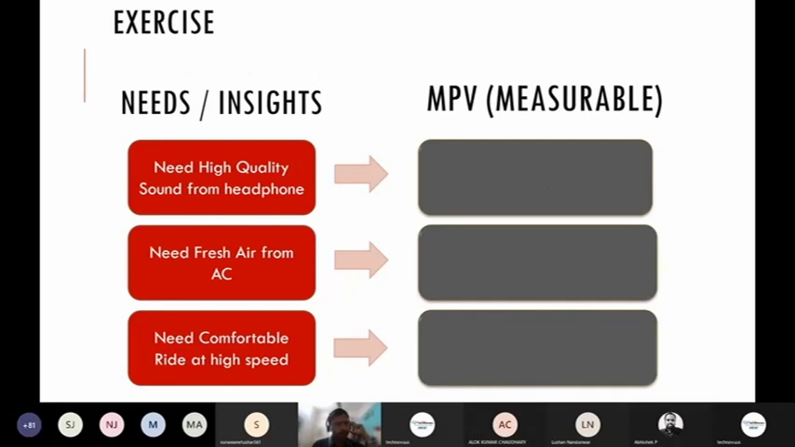Okay, now just do this and get some acquaintance with this tool. Can you tell me, there is a first box, need high quality sound from headphone, right? What is the measurable? I know you are from automotive, but just take a guess. High quality sound from headphone means what will you measure? Decibel value, right? Low noise, decibels, right? Noise cancellation.